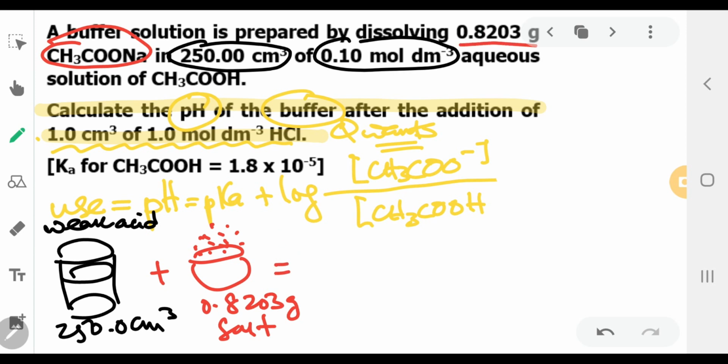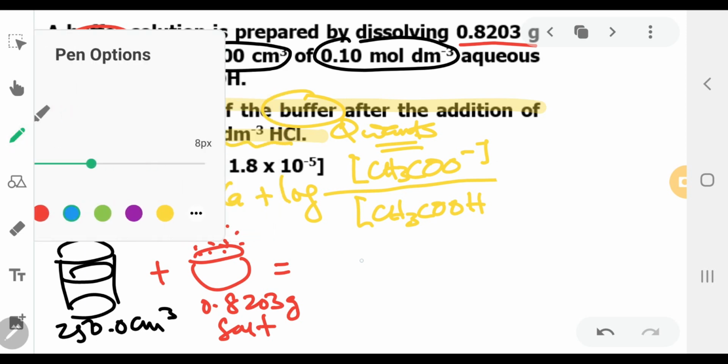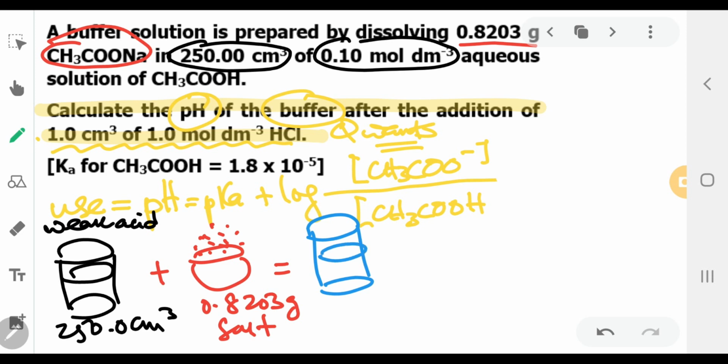Then we will be producing a buffer. So we have your buffer here. The volume is 250 cm³. Why? Because this one is in solid form and this one is in aqueous form. And we're going to have the buffer solution with the same volume as your weak acid. It's common sense: when you have something aqueous with a volume and you dissolve some solids, the volume doesn't change. So it will be the same for the buffer right here.